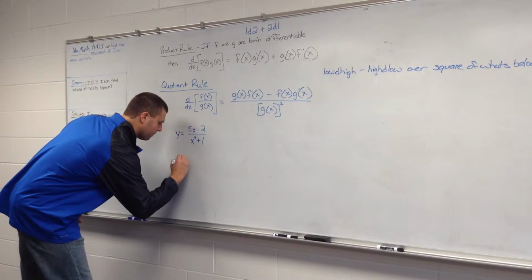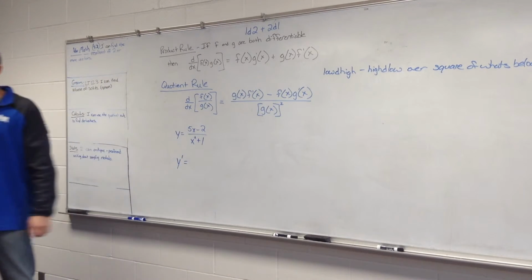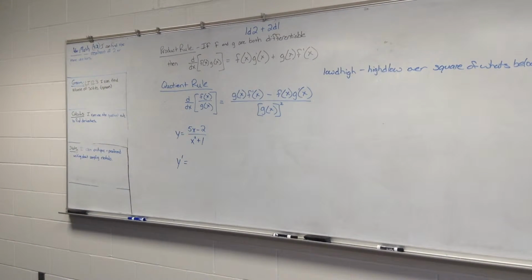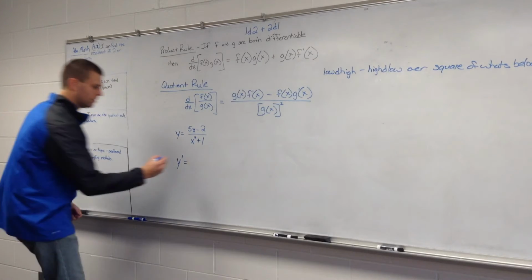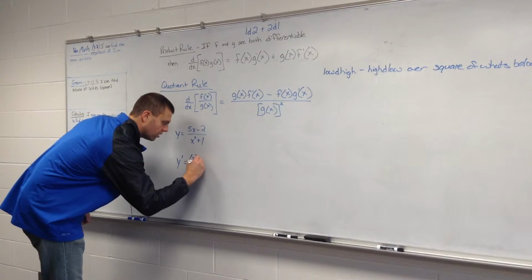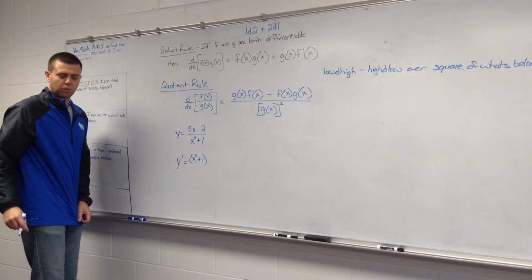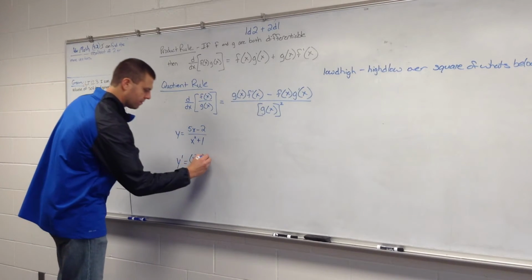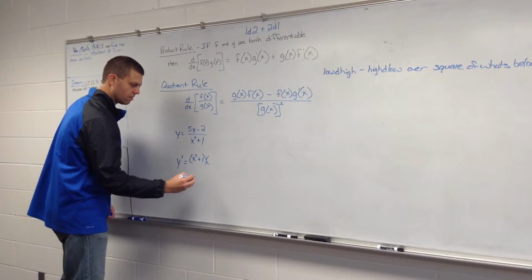So y prime would equal, so low d high, x squared plus 1 times 5x minus 2.